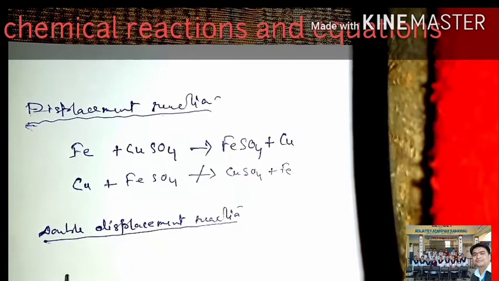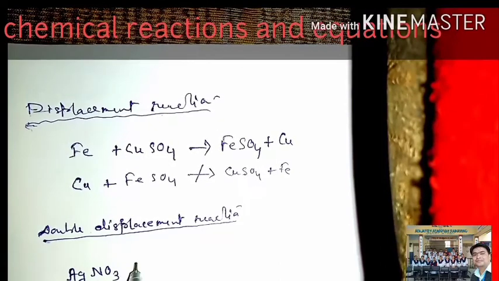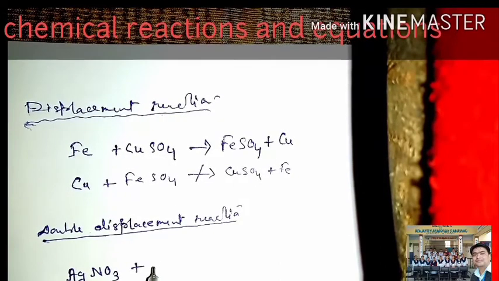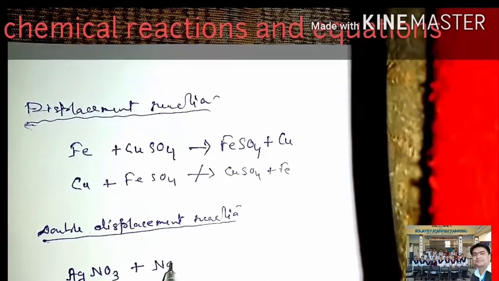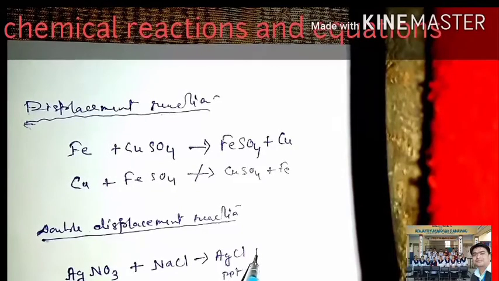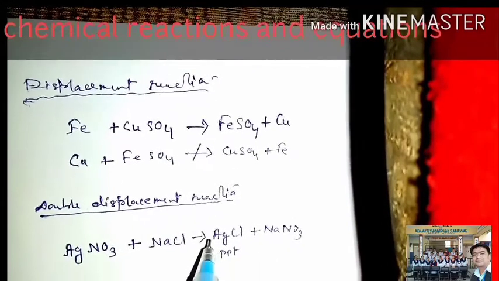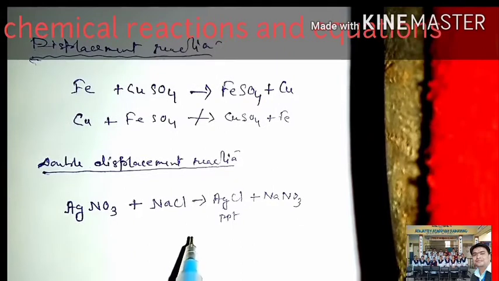suppose silver nitrate, I am writing AgNO3, plus sodium chloride, NaCl. It is giving you AgCl, which will appear as a precipitate, plus NaNO3, sodium nitrate. So students, look here. I will say that this is a double displacement reaction.